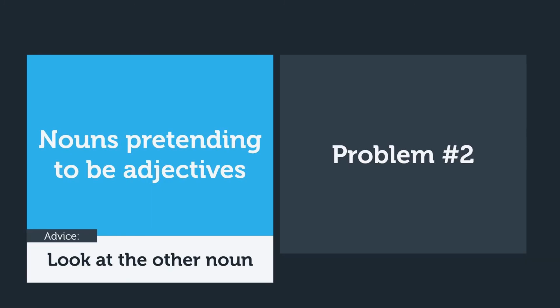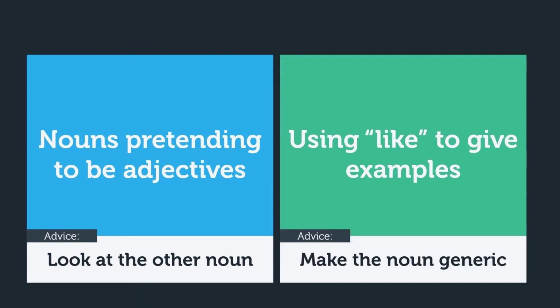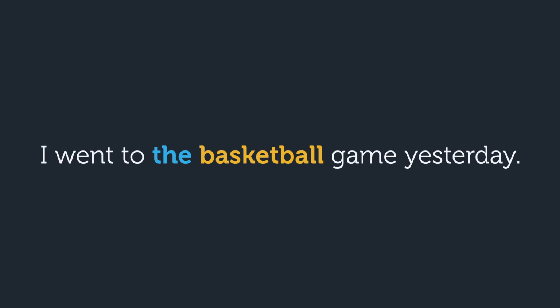At this point, we can now see that the second problem is when we use like to introduce specific examples of something. Just because we're giving specific examples doesn't mean that the thing we are giving examples for is now specific. Let's do a few exercises to wrap up. What do you think about this one? It should be, I went to the basketball game yesterday. Since basketball is an adjective in this sentence, the rule about not using the with sports doesn't apply. Instead, the noun is game, which refers to a specific event.